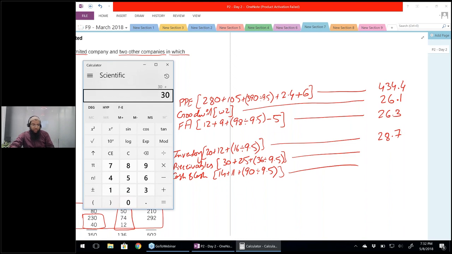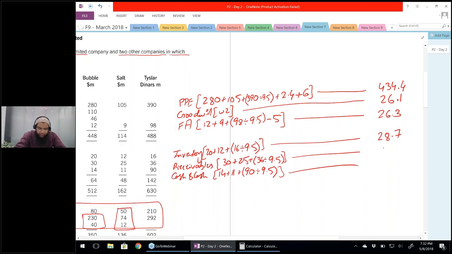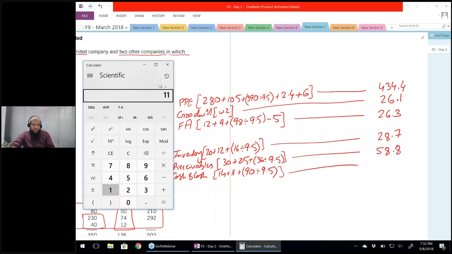And 30 plus 25 plus 36 divided by 9.5 is going to be 58.8. Plus 11 plus 90 divided by 9.5 is going to be 34.5, we can say.